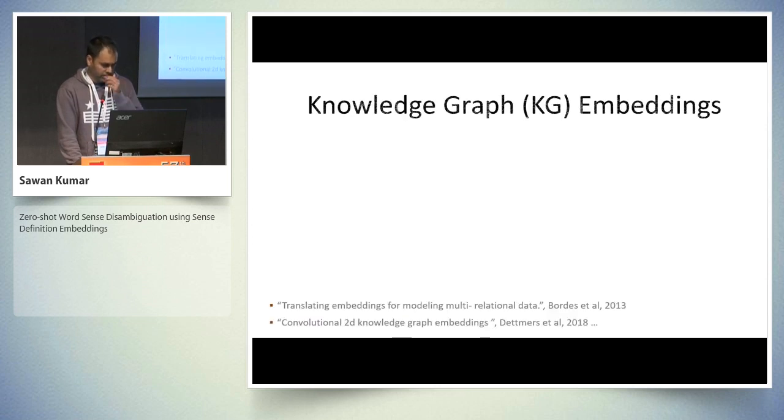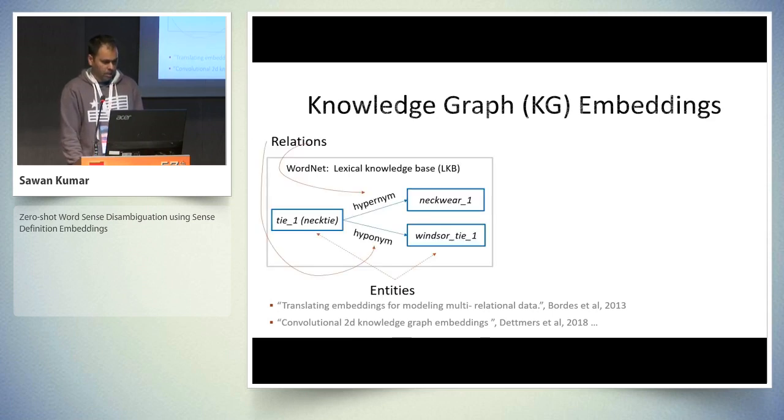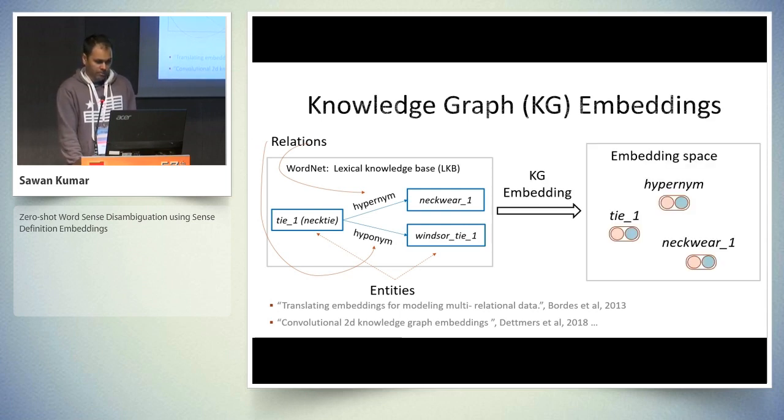Before I get into the definition encoder, we use knowledge graph embedding, so I'll briefly describe how these work. In WordNet, we have this lexical knowledge base wherein, as I said before, we have the connections between different senses of different words. For example, hypernymy and hyponymy here. In the terminology of knowledge graph embeddings, the senses are called entities and the relations are called relations. A typical knowledge graph embedding method takes this as input and converts it to an embedding space wherein the senses as well as the relations will be mapped to a vector space in a meaningful way.